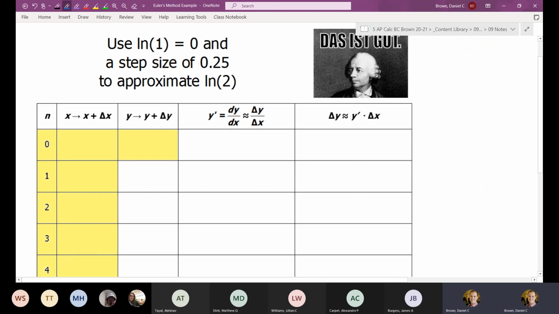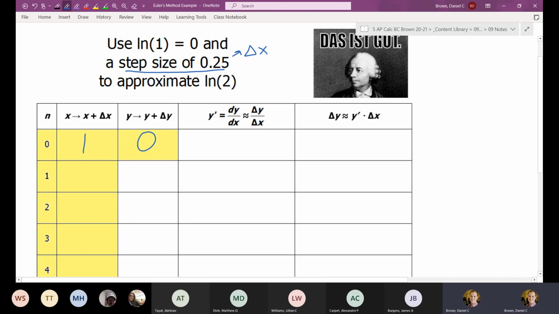So we're going to do Euler's method to approximate the natural log of 2. We have a starting point. We know that the natural log of 1 is 0. So 1 is my starting x coordinate and 0 is my starting y coordinate. The other thing I fill in automatically before doing any calculations is the steps all the way to my final spot. So it tells me that I am doing a step size of 0.25. That is my delta x value.